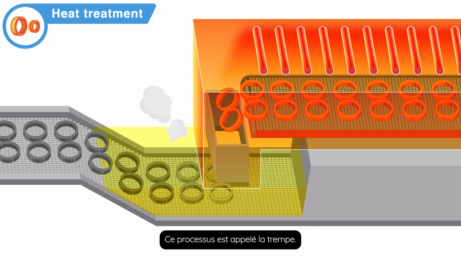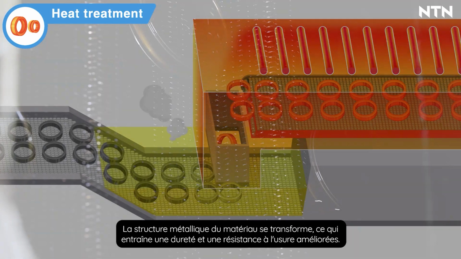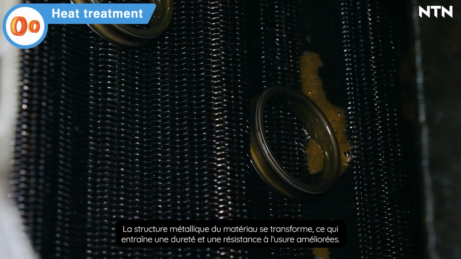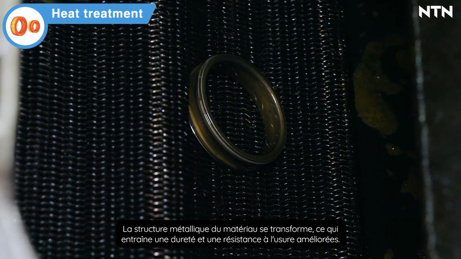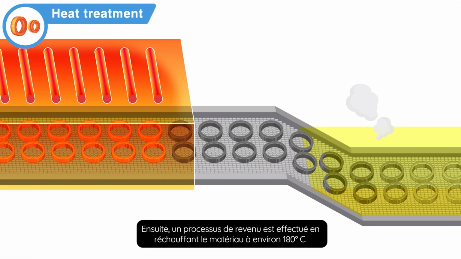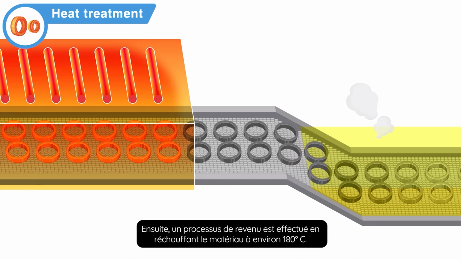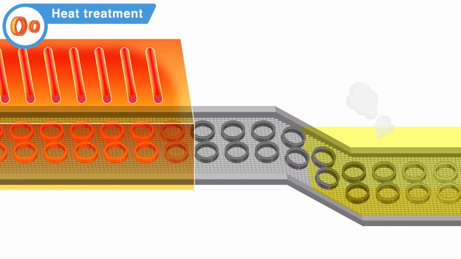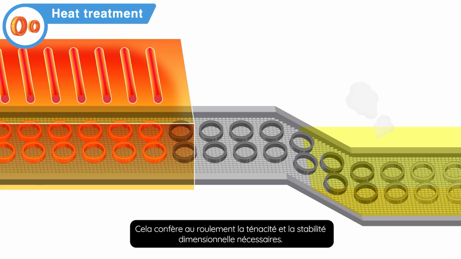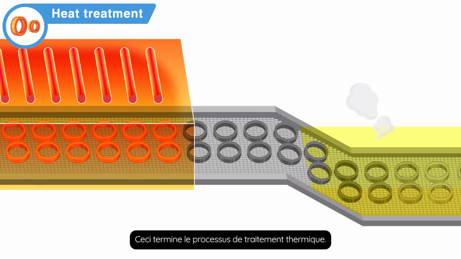This process is called quenching. The metal structure of the material transforms, resulting in increased hardness and wear resistance. Next, a tempering process is performed by reheating the material to approximately 180 degrees Celsius. This gives the bearing the necessary toughness and dimensional stability. This completes the heat treatment process.